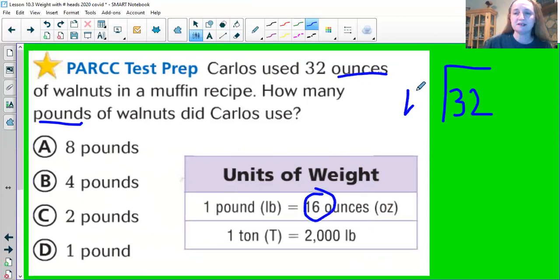So how many groups of 16 can go into 32? And we know that would be 2. So I know that 2 pounds would equal 32 ounces. That answer does make sense, doesn't it? If you picked C, you were correct. Way to go.